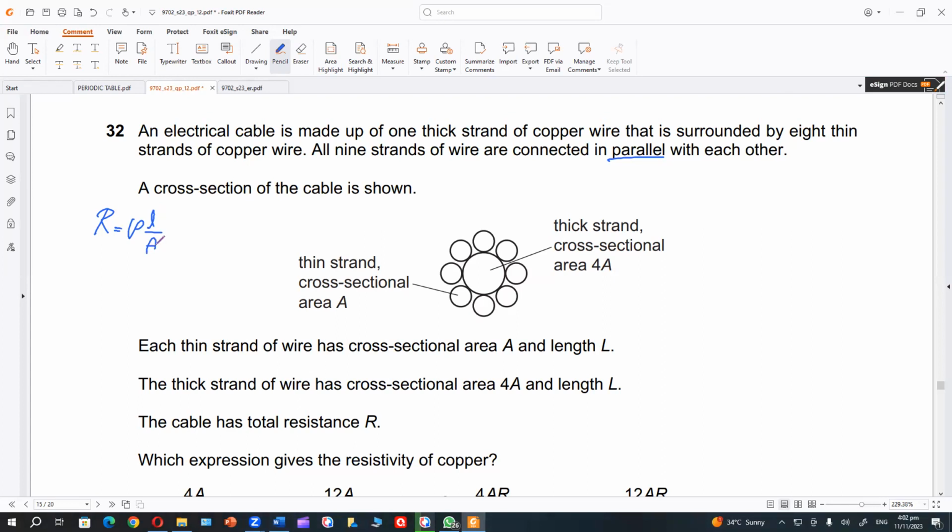Let's talk about the thick version, the thick strand first. Length is L and the area is 4A. And let's talk about the thin. Resistance will be resistivity rho L upon A. How many of them are there? 8.